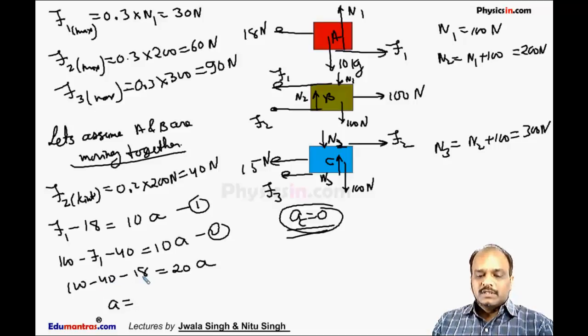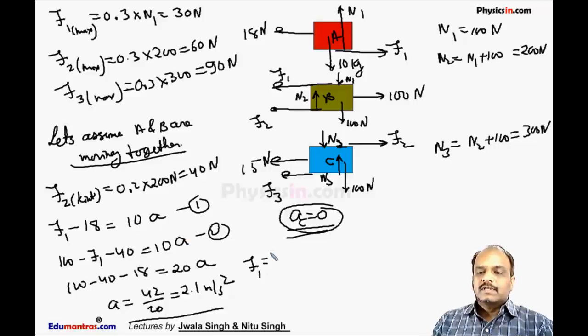60 minus 18 is 42, divided by 20. That is equal to 2.1 meter per second square. So if A and B are moving together in this situation, the acceleration of A and B is 2.1, and we have to calculate F1.